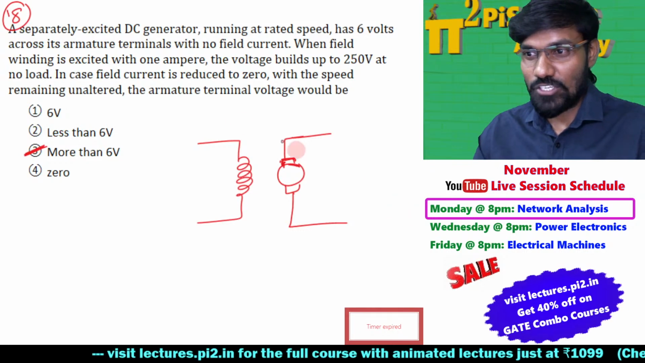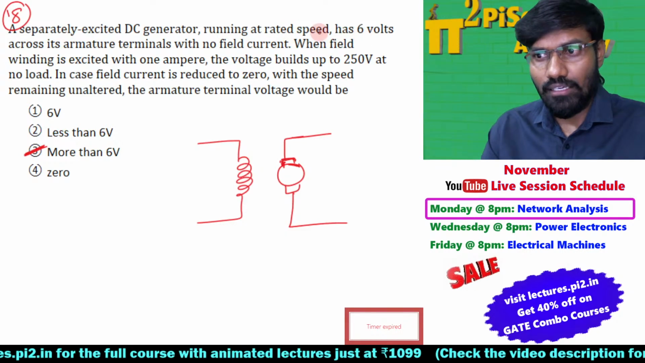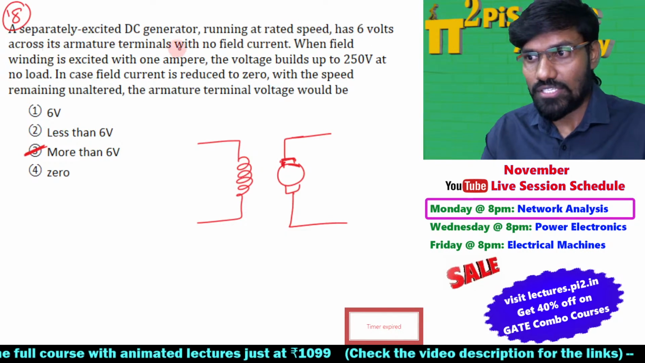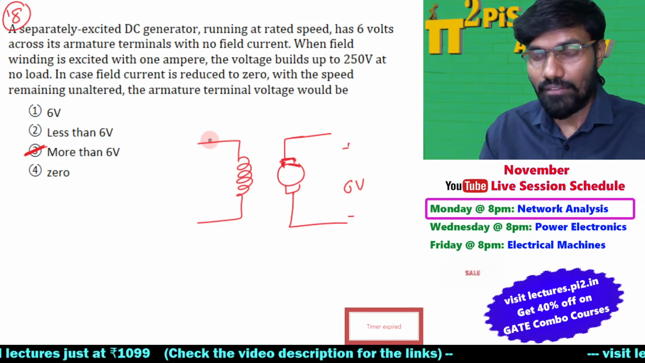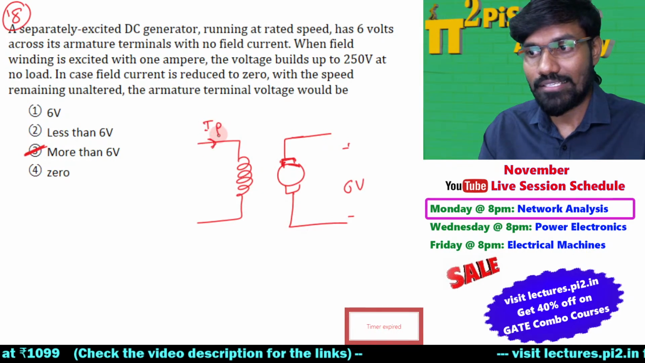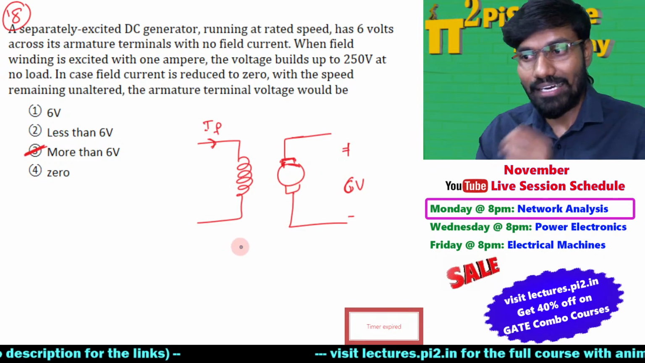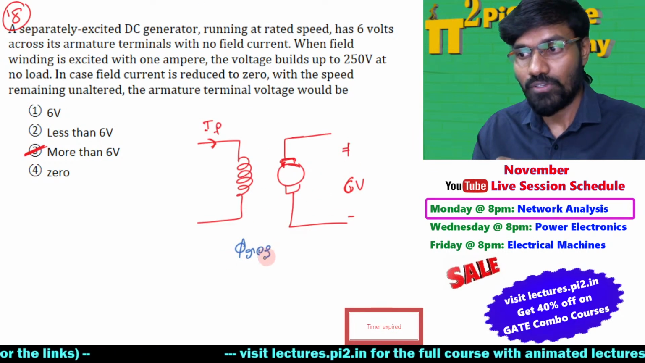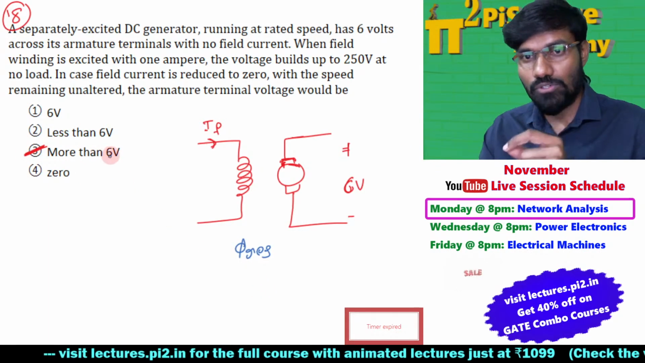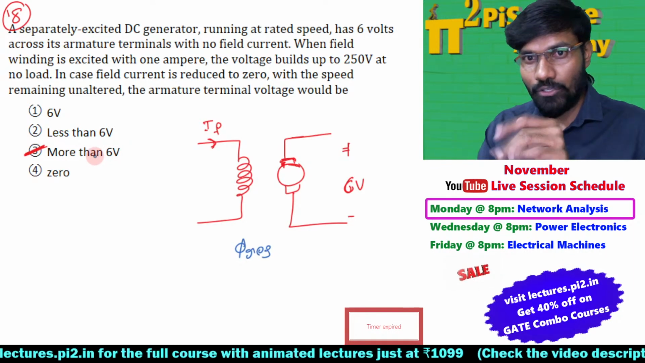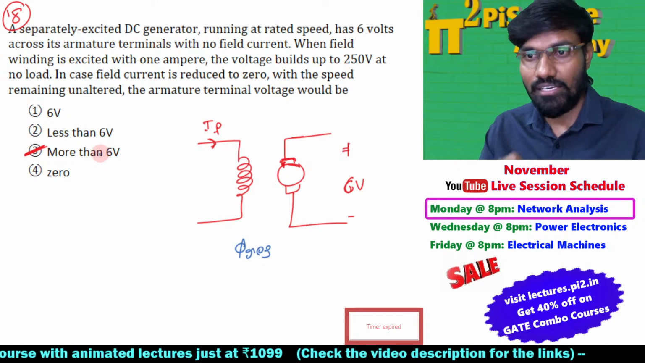Now it's running at rated speed, and 6 volts is developed across its armature terminals. When field current is 0, it is 6 volts, just because of the residual flux. Those who have said answer 3, more than 6 volts, tell me why it is more than 6 volts. Meanwhile, you write. Yes, this is the right answer. But why is it more than 6 volts? You type. I would like to see that.